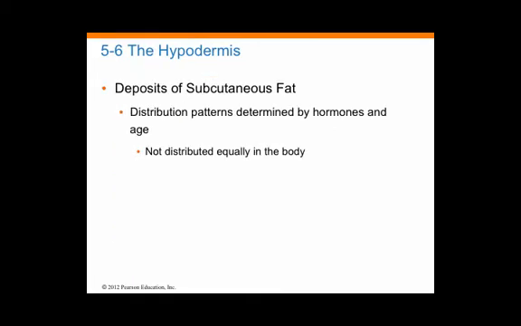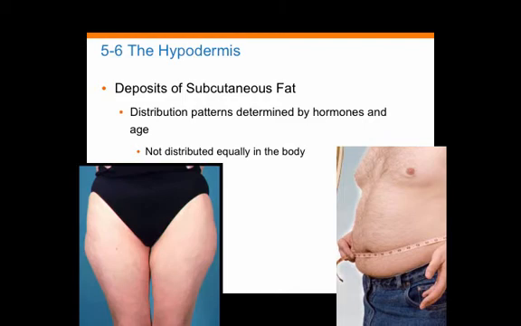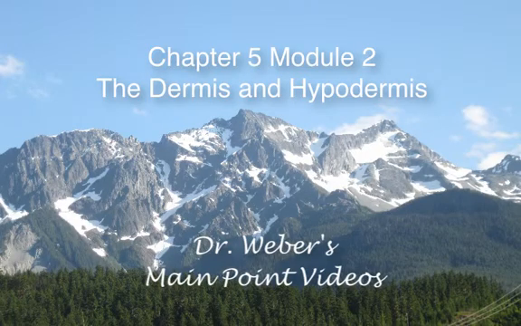The adipose tissue that is found in the hypodermis is not deposited throughout the body equally. Hormones and age determine the distribution patterns of adipose. Men are more likely to have fat stored in their abdominal area due to the sex hormone differences. Female sex hormones cause fat to be stored in the hips, thighs, and buttocks areas. This ends Module 2 of Chapter 5, the dermis.